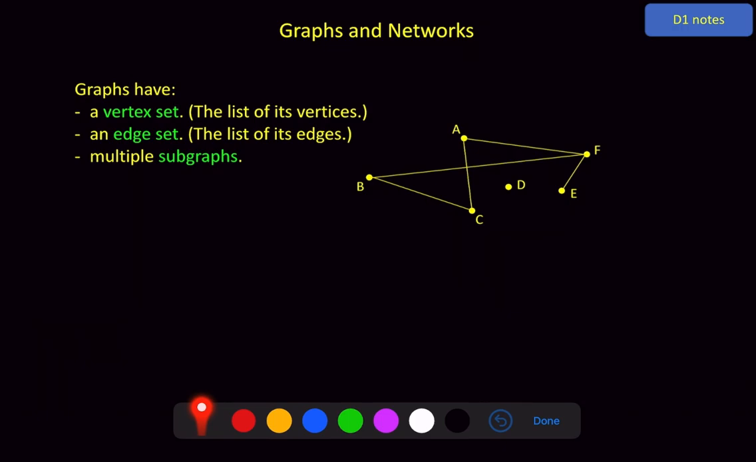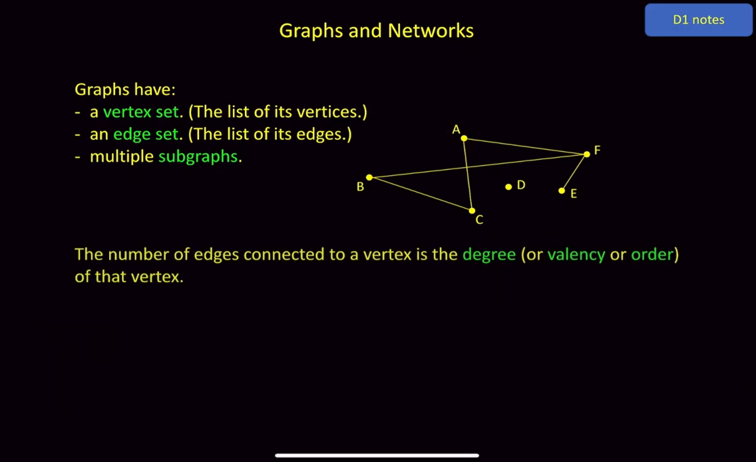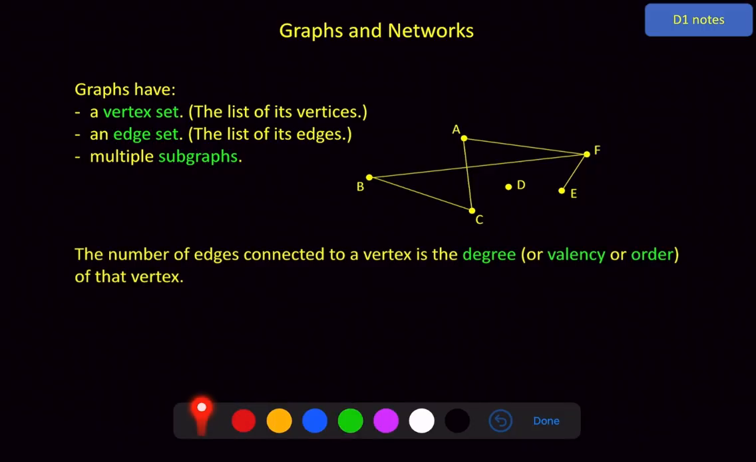Zooming in a little bit onto one vertex, we have something called the valency, or degree, or order. There are three words here that mean the same thing. You need to know each of those. That's the number of edges connected to that vertex. So vertex A here has a degree of 2, because there are 2 edges connected. C also has a degree of 2, D has 0, and E has just 1. F has 3, and B has 2.